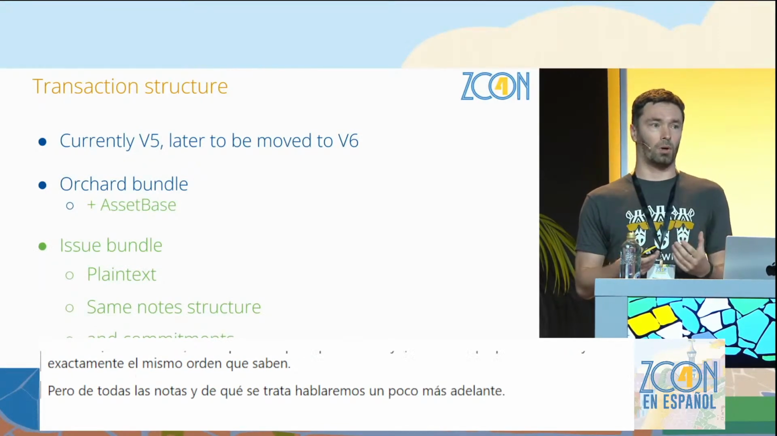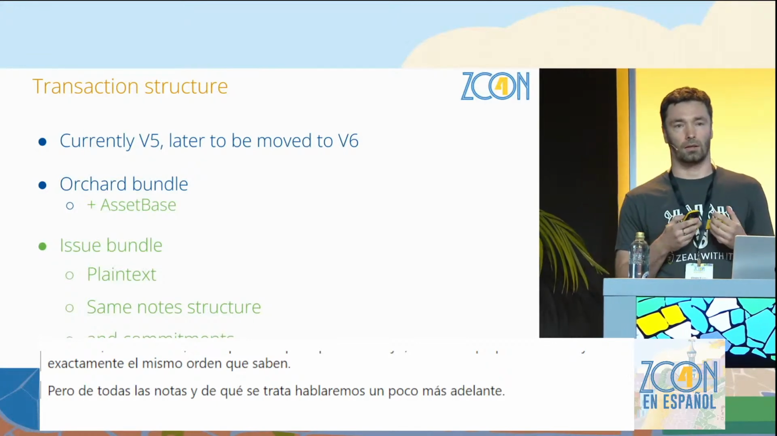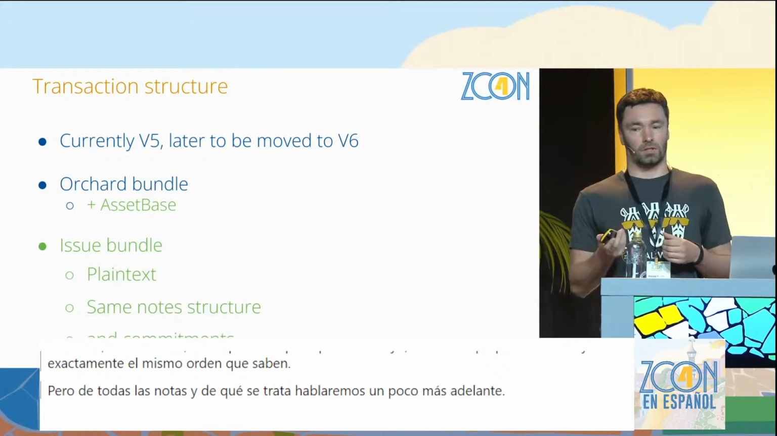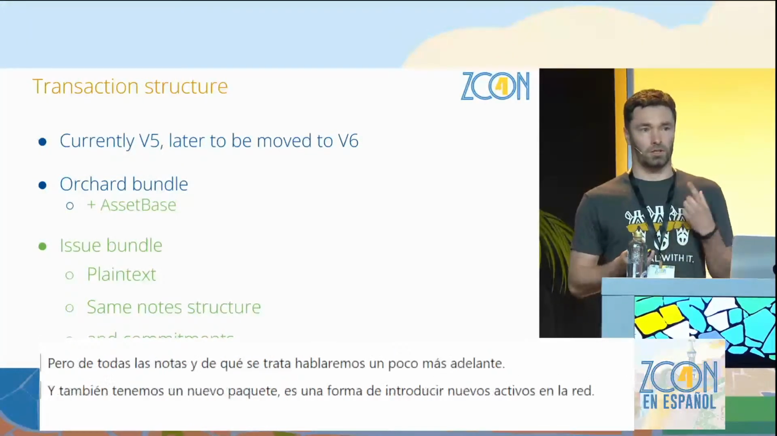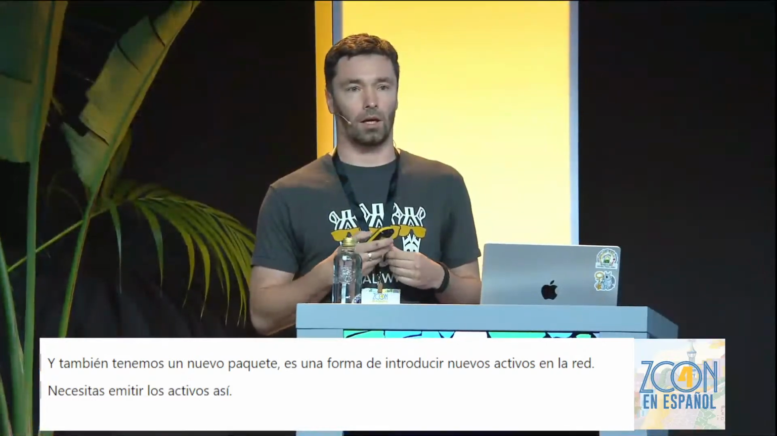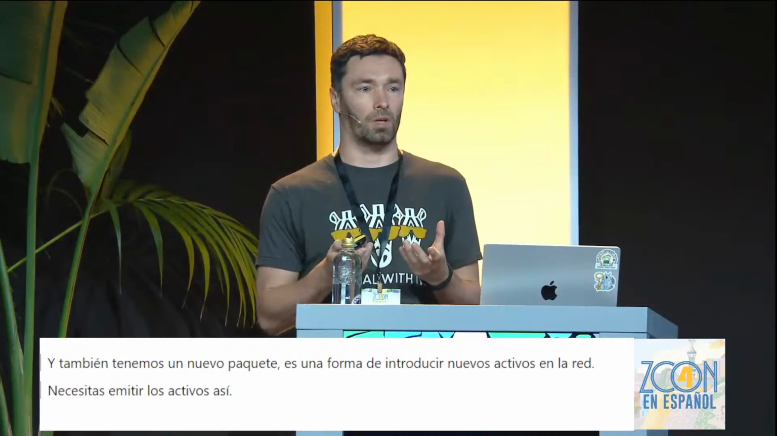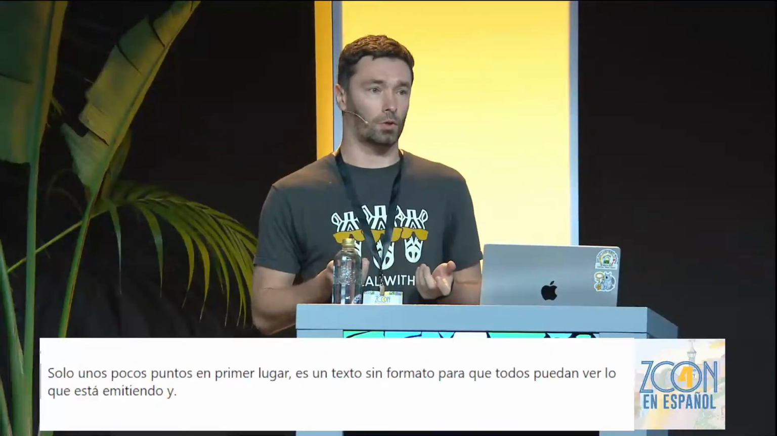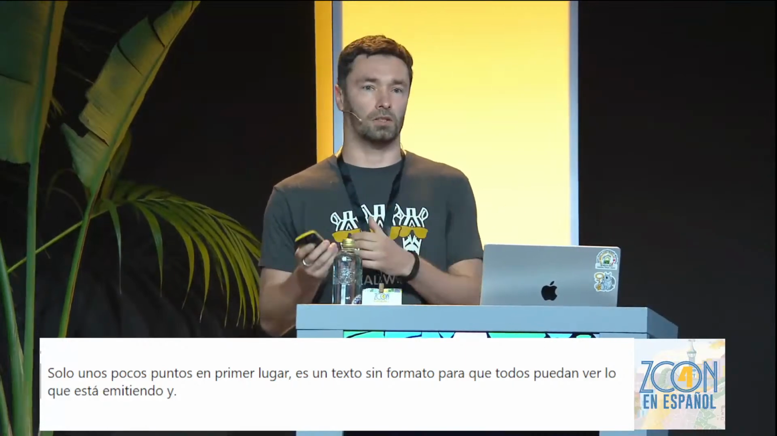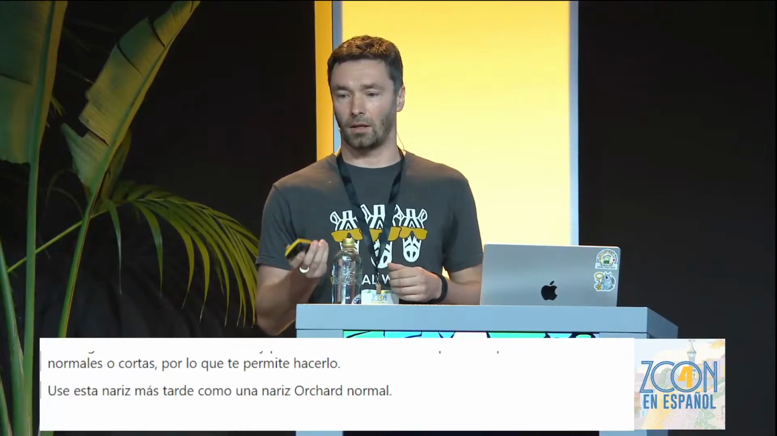And also we have a new bundle. It's a way how you introduce new asset on the network. You need to issue the asset. Just a few points. First of all, it's a plain text, so everybody can see what you are issuing. But it follows the same node structure, and you can do the same commitment as in normal Orchard nodes. So it allows you to actually use these nodes later as a normal Orchard nodes. So yeah, more in the zips, and we move forward.